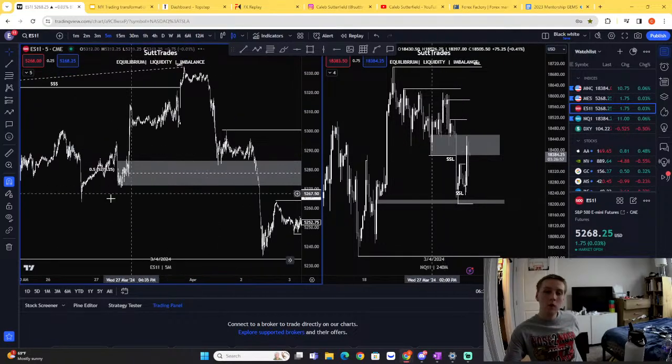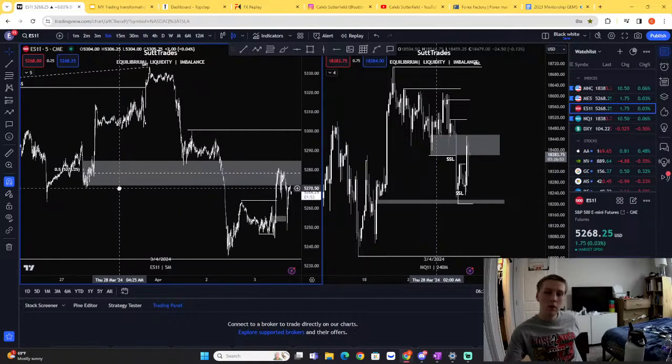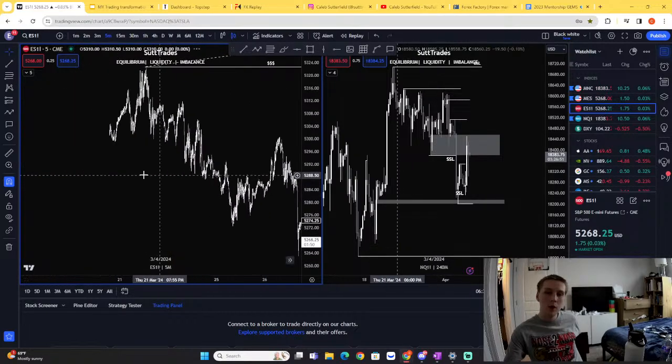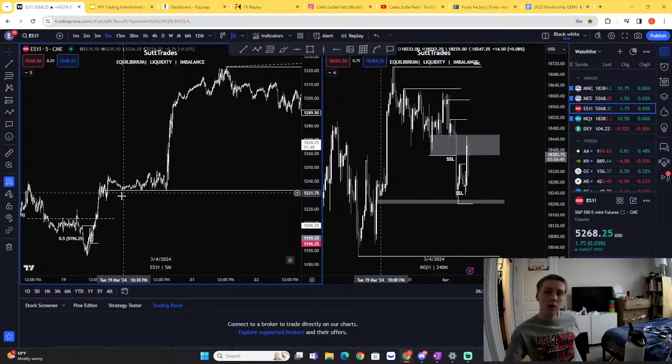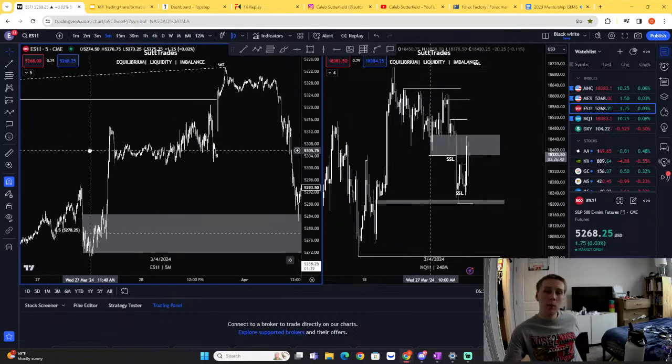If we look over to the left on ES, we have all these stacked lows here, which I don't love because it's not what price is currently doing, but to the left of us we have stacked equal lows that I want the market to come back to at some point.